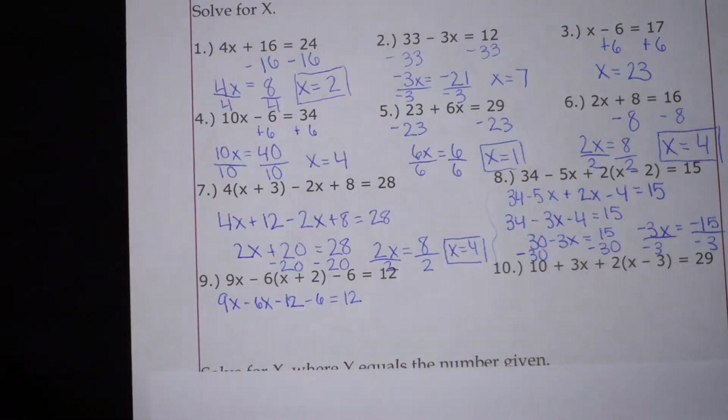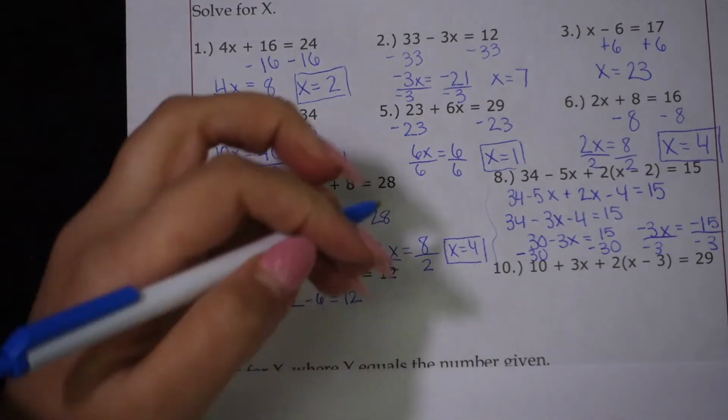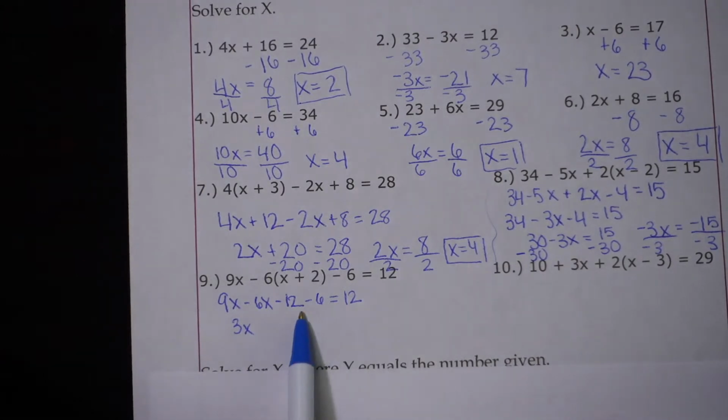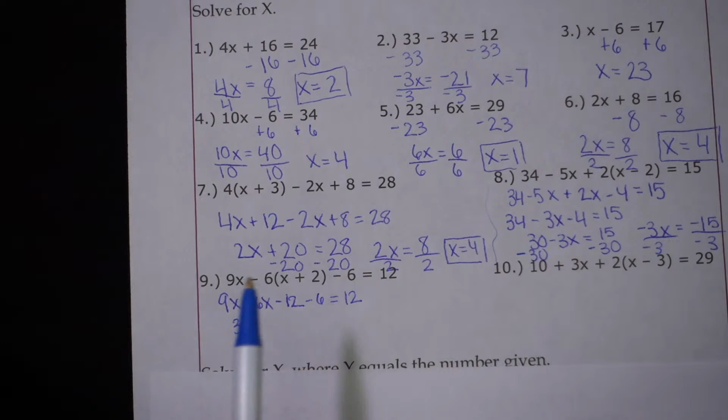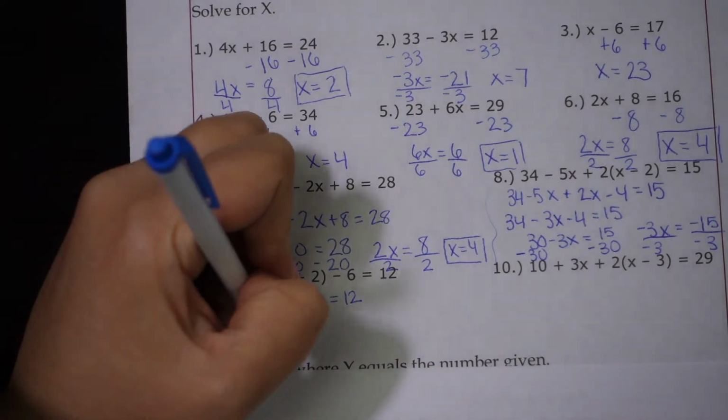What can we do here? We can combine like terms. So 9x minus 6x gives us 3x. And negative 12 minus 6, so it's a negative minus a positive value, but still going to give us a negative value. So negative 12 minus 6 gives us negative 18.